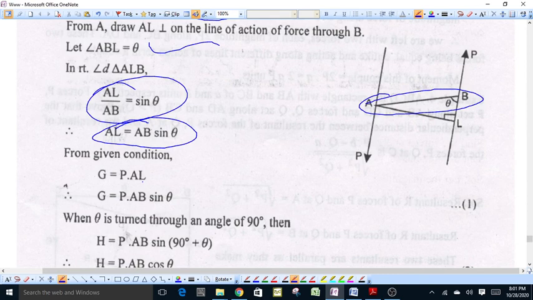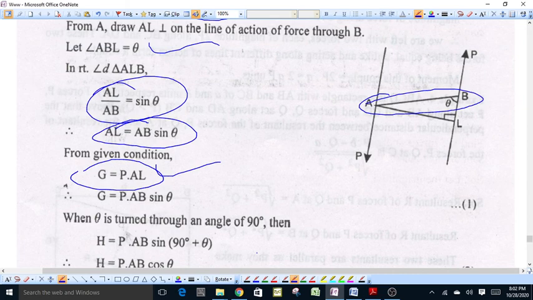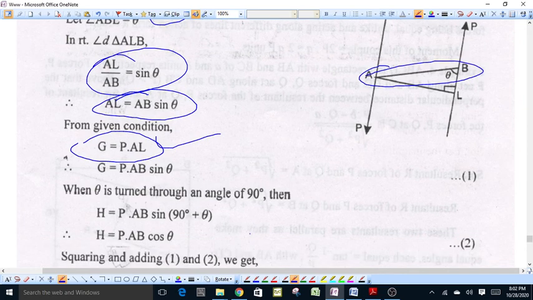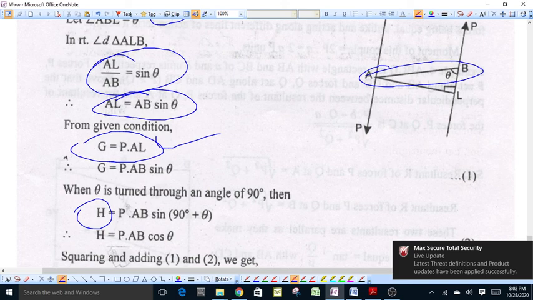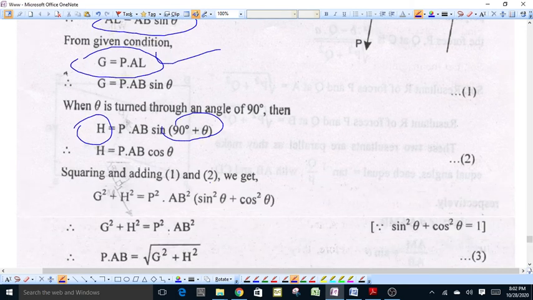Now the moment of this couple G will be equal to P into the perpendicular distance between the lines of action of both the forces, AL, P into AL. But AL is equal to AB sin theta, therefore G is equal to P AB sin theta. When this angle theta is turned through an angle of 90, then the new moment H will be equal to P into AB sin 90 plus theta. This sin 90 plus theta will be equal to cos theta, therefore H is equal to P AB cos theta.